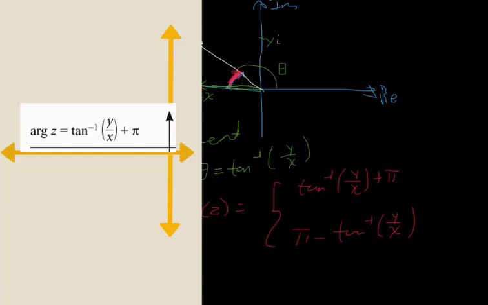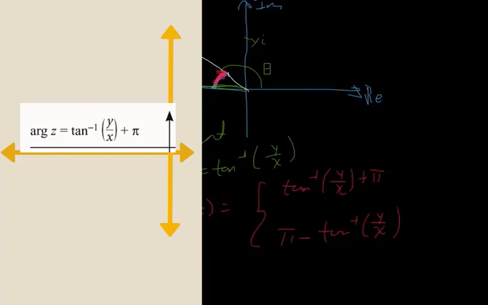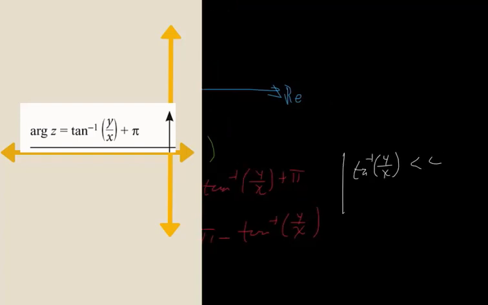Now, when are we going to use plus? When are we going to use minus? It is the same thing, but you should know the reason why we're adding and why we're subtracting. You are going to add if the value of tan inverse of y over x is negative, less than 0. And in this case, you are going to take tan inverse of y over x to be positive, greater than 0.